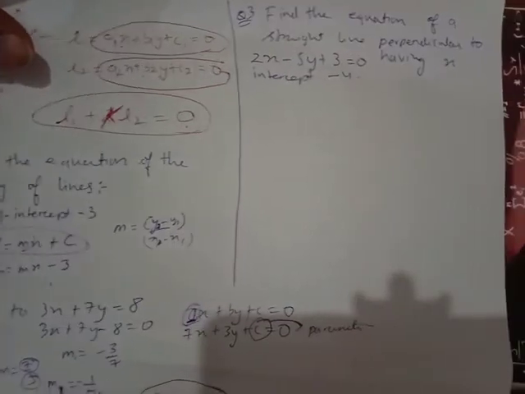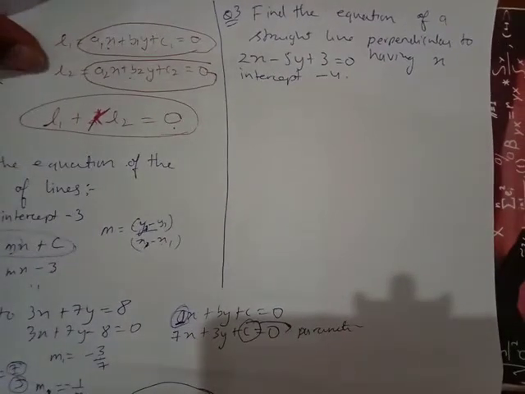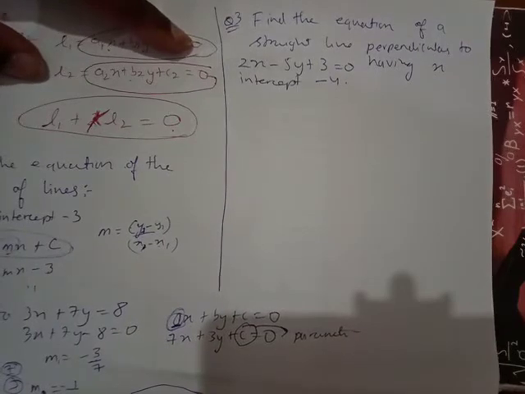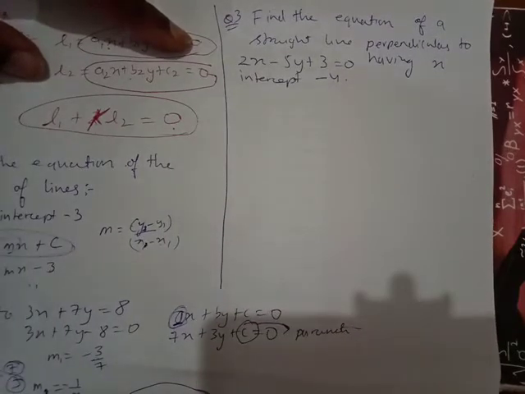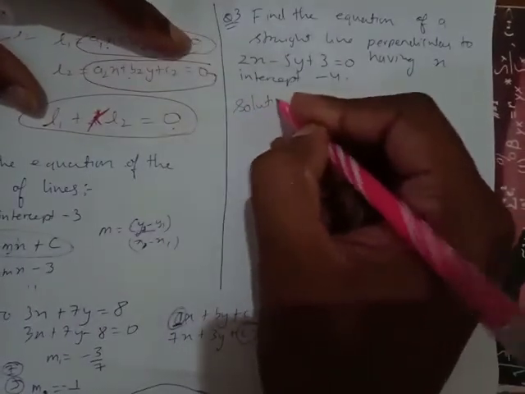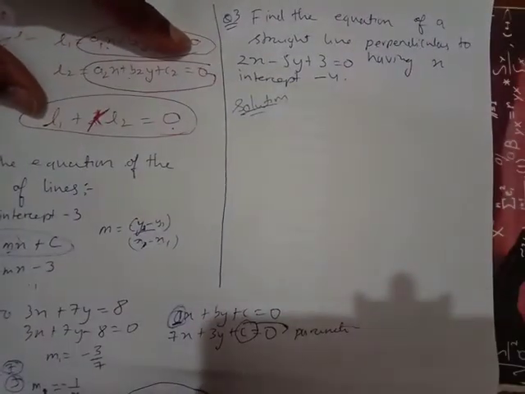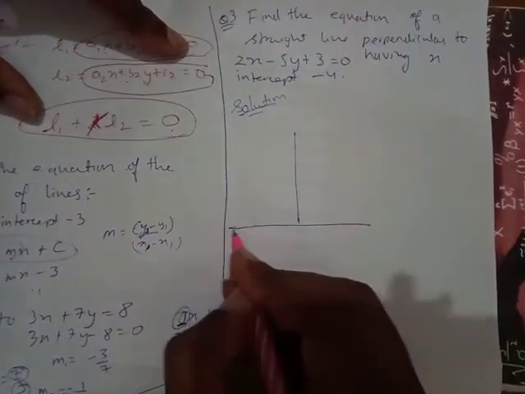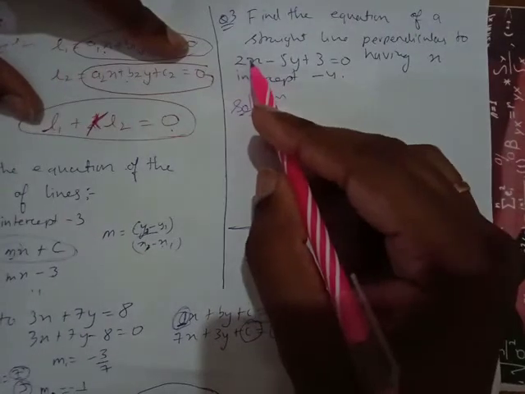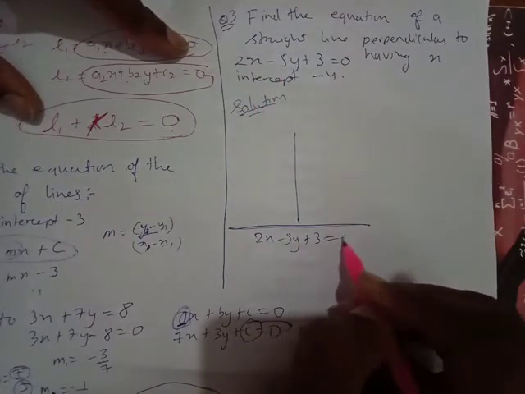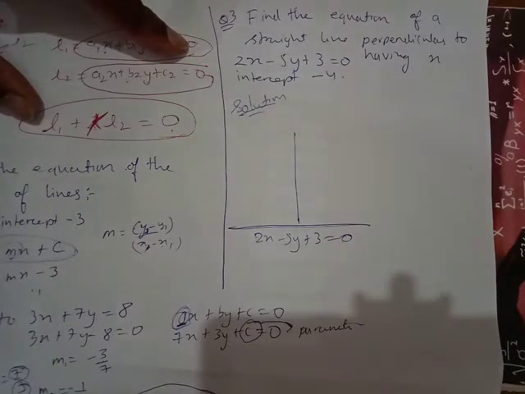Okay, let's have a look at question number 3. Find the equation of a straight line perpendicular to 2x minus 5y plus 3 equals to 0, having x-intercept -4. So we'll do our solution, but before doing, I'll just imagine what I have to do. I have two perpendicular lines. This line equation they have given to me, that is 2x minus 5y plus 3 equals to 0. Is that okay?